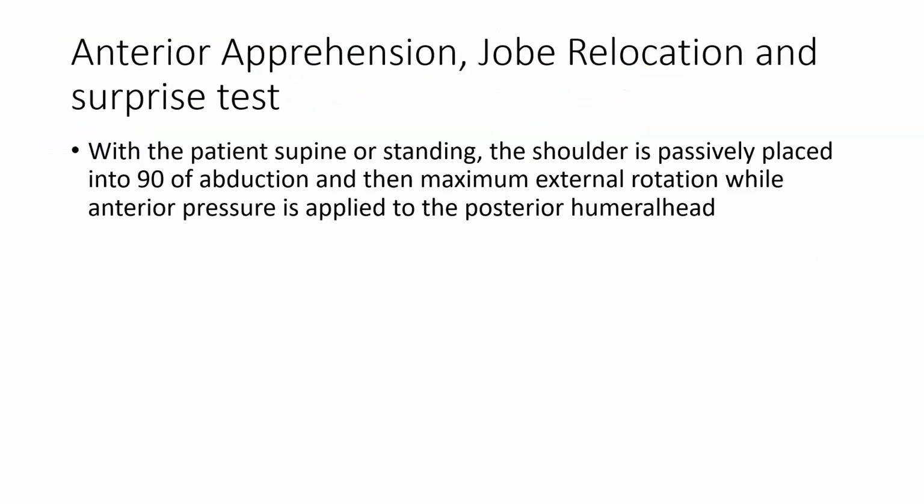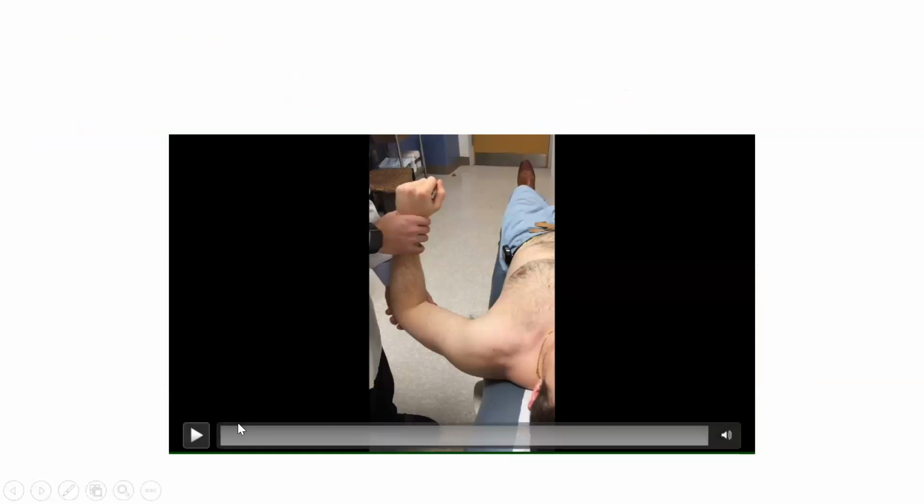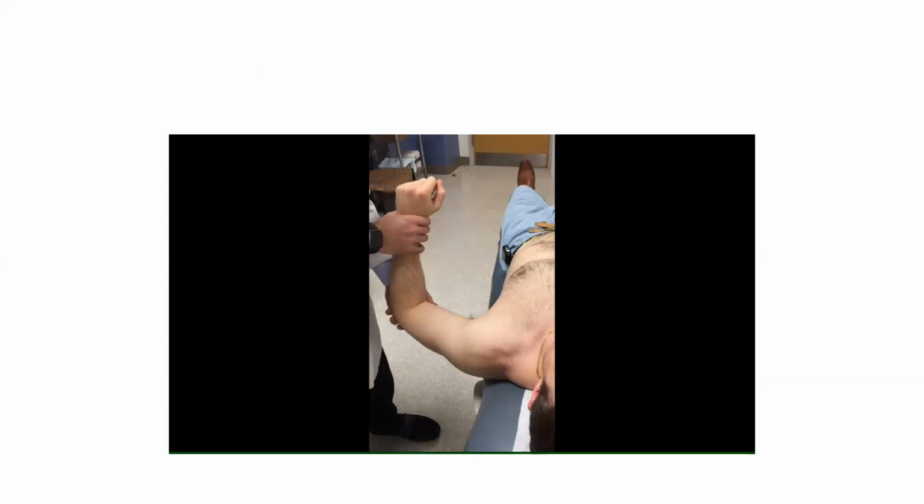Next, coming to tests for instability, anterior and posterior instability. First is the anterior apprehension, jobe relocation, surprise test. Here we ask the patient to lie down, and then we abduct and externally rotate the arm with the patient in supine position, and then we give a posterior force on the posterior aspect. When there is instability and the humeral head is about to dislocate, the patient feels apprehension.